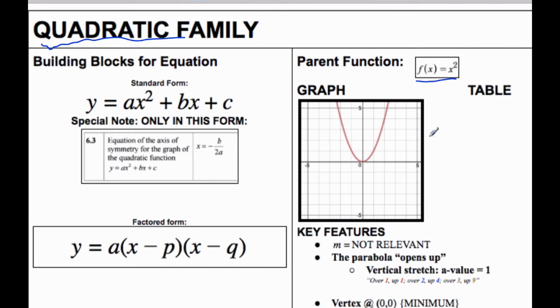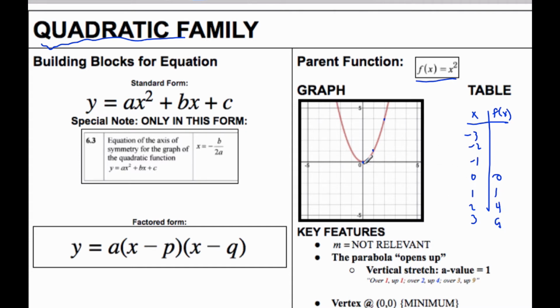Okay, when I make my table here, I get x, I get f of x, my y value. If I go -3, -2, -1, 0, 1, 2, 3, well, starting at 0, if I square 0, I get 0. I go over 1, up 1, because 1 squared is 1. If I go over 2, square 2, I get 4. Over 2, up 4, and I get this point here. So I take this x value and I square it when I put it in. Over 3, up 9, so on.